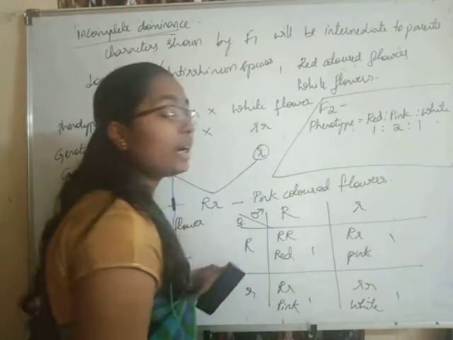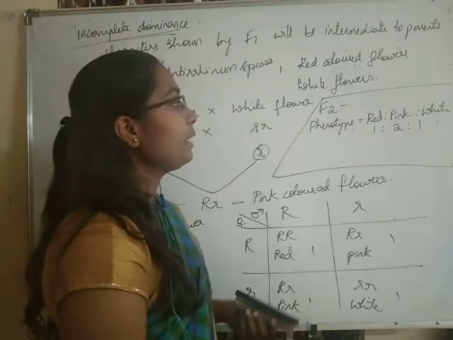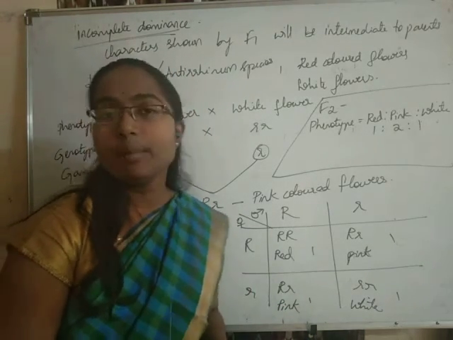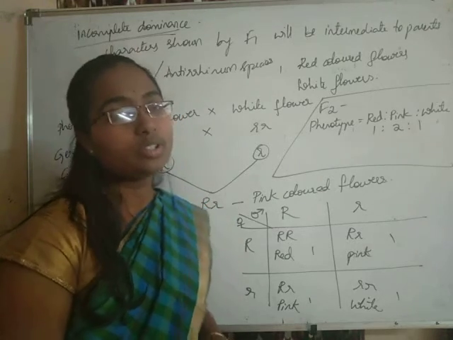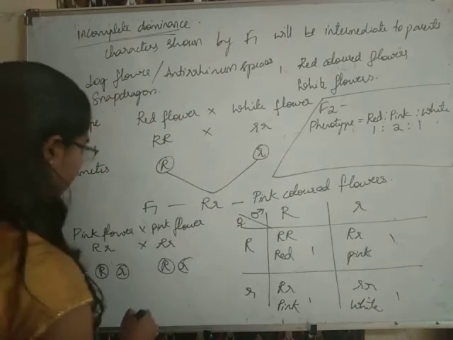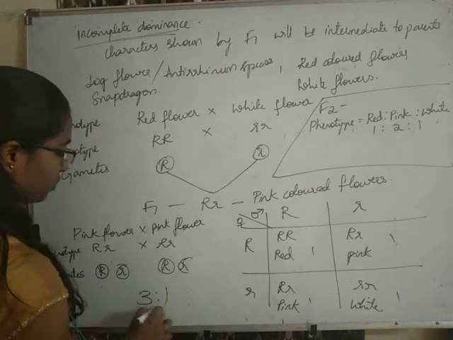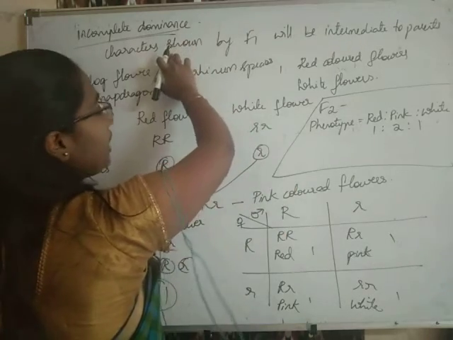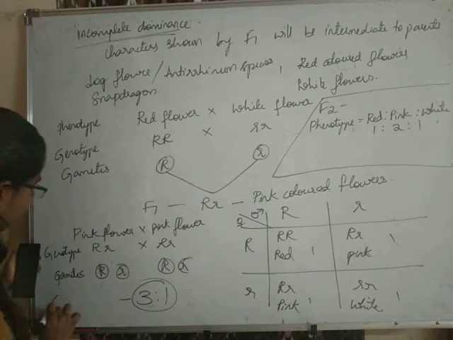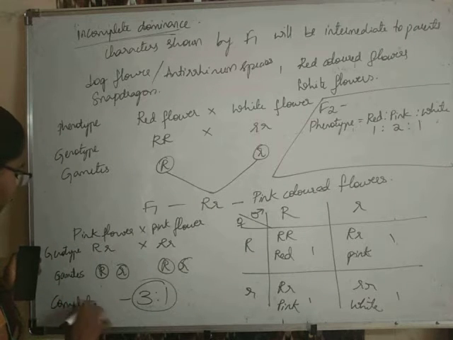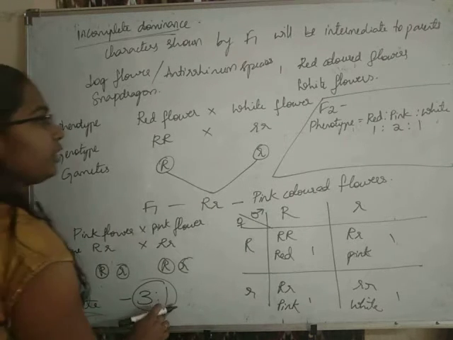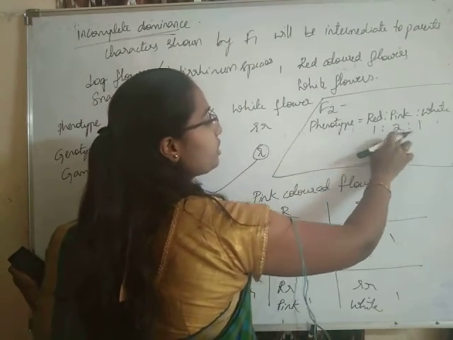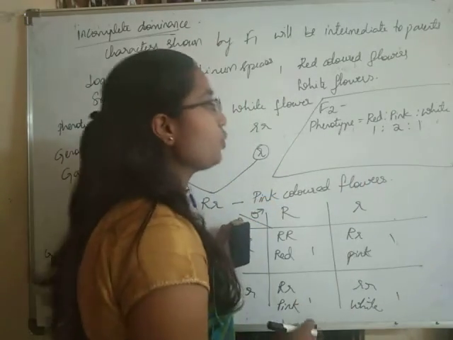So the phenotypic ratio was 1:2:1, which is completely different with regard to the phenotypic ratio of Mendel. In Mendel, what was the phenotypic ratio of the F2 cross? Mendel's phenotypic ratio of the F2 cross was 3:1. That was according to complete dominance, 3:1, but here according to incomplete dominance we got 1:2:1 as the phenotypic ratio.